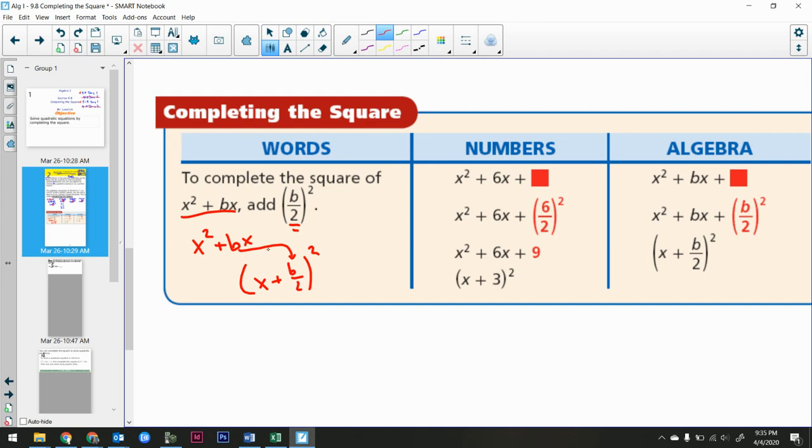Now, what goes in this box? What goes at the end here? What makes this a perfect square? Well, you take this number divided by 2. 6 divided by 2 is 3. You square it, you get 9. So this should be x squared plus 6x plus 9 to make that a perfect square. So the process is adding b over 2 squared, whatever half of b is, squared. Okay, so let's practice this a little bit.